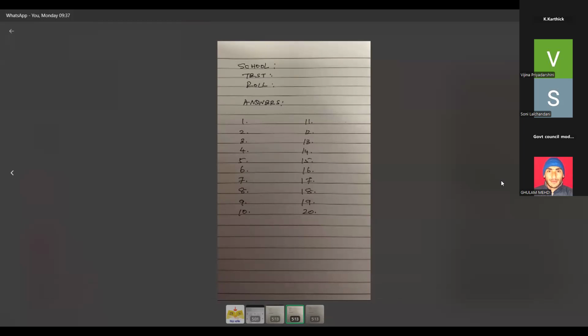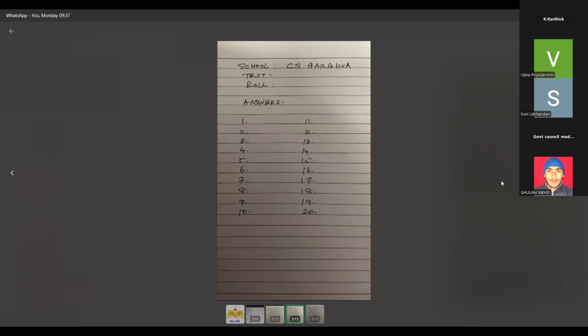First thing should be school. You have to manually write school. Write everything in big capital letters. School. Then after that, for example, I write CS Harahua.